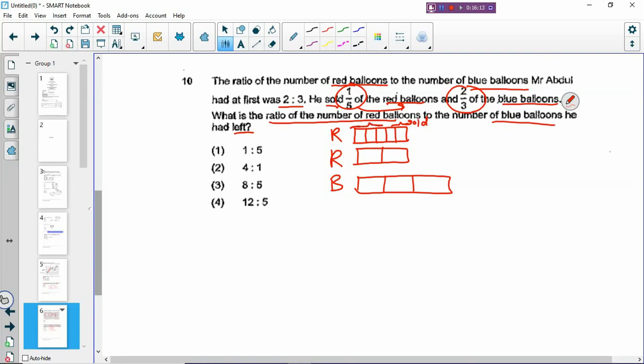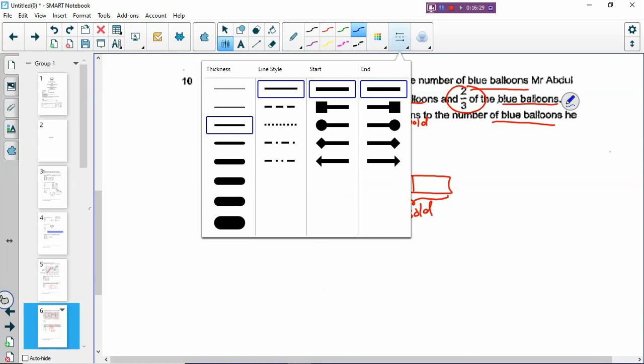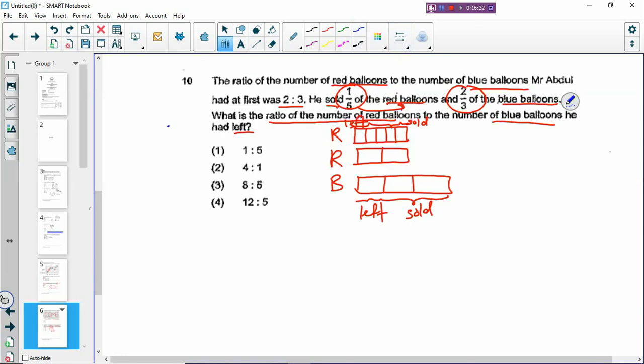And then over here, this must be the left. And then he sold 2/3 of the blue balloons. So over here, this is the sold, and this is the left. So your model is done already. So what do you do with the model? You have to cut them to make them all look the same, or make them all look equal. So how do you cut them? You look at the red balloons. There are 5 boxes, and also there are 2 boxes, but they are all referring to the same color.